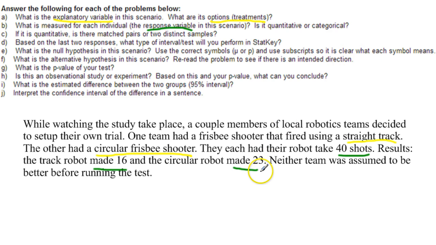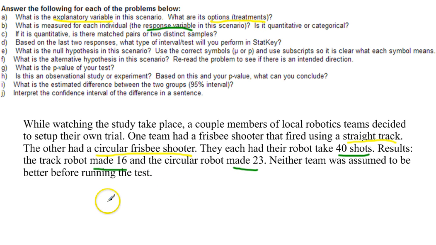This is a little bit tricky because it says that the circular robot made 23 and the other one made 16, so it sounds quantitative to me. However, think about what the individuals are in this example. Are the individuals the shooters themselves, the robots, and how many they made, or are the individuals the shots themselves? When you only have one shooter with the circular frisbee and one shooter with the straight track, the individuals in this study are the shots themselves. So each of the 40 shots would represent one individual.